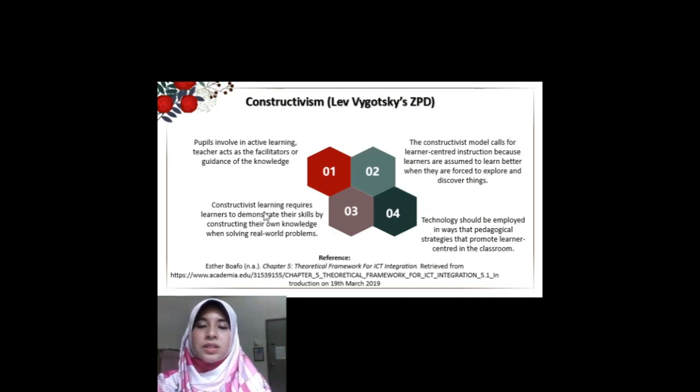The third one, constructivist learning requires learners to demonstrate their skills by constructing their own knowledge when solving real-world problems. And that is why technology should be employed in ways that pedagogical strategies that promote learner-centered in the classroom so that the learner themselves can utilize ICT to enhance, to explore and construct their own knowledge. So this is the reference from Esther Boyfo, Chapter 5, Theoretical Framework for ICT Integration.